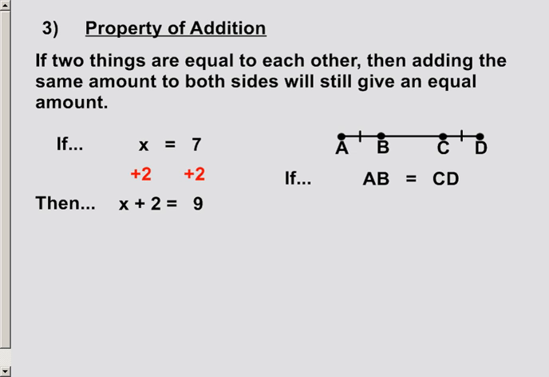We have the length from A to B is equal to the length from C to D. So we can add anything we want to both sides of this problem, as long as we add the same amount to both sides. So let's say we take this central segment that's in there, the length from B to C, and that length, whatever it is, is added into both sides. Well, we still have a true statement. Now it is the length from A to C is equal to the length from B to D. Okay, that's the property of addition.